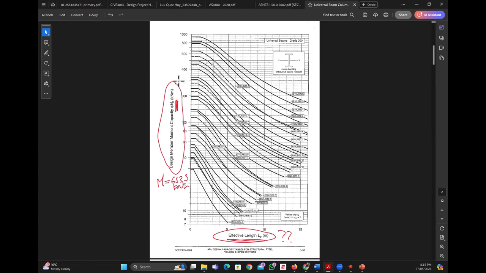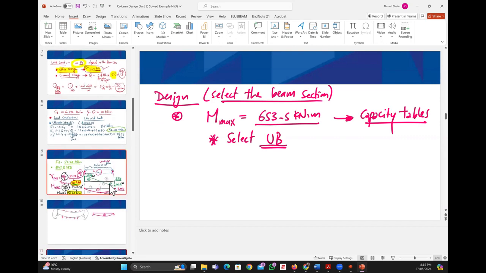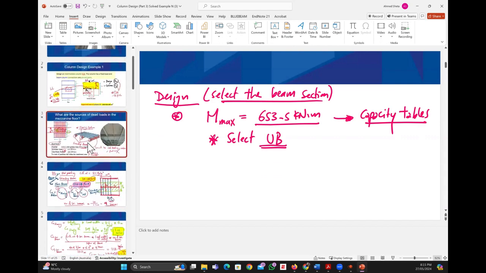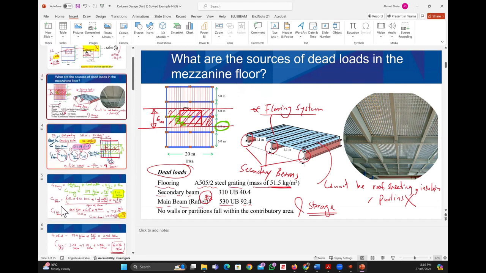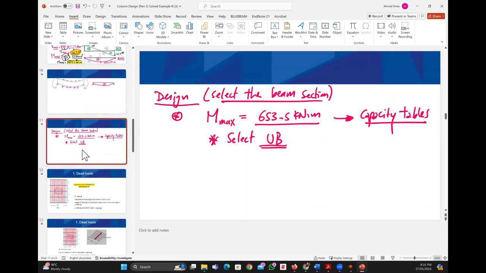Was your effective length 6? I can't remember. If we look at the effective length here, it will be affected by the secondary beams as well, right? So how much is the span of the beam? I will draw it here. The span of B2 is 10 meters, right?